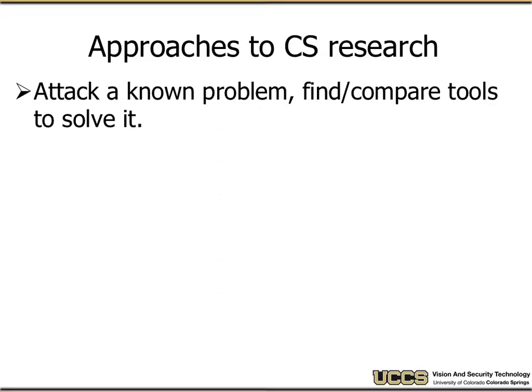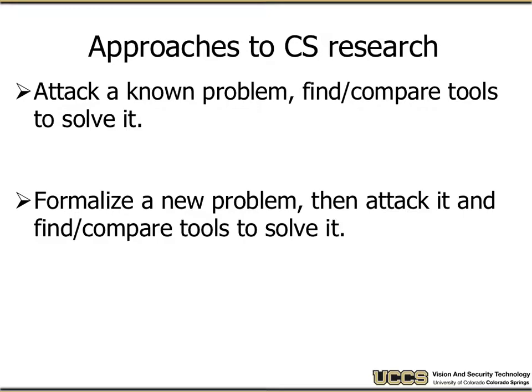So when we talk about approaches to CS research, by far the most common thing is to attack a known problem, find comparatives to solve it, and then somehow show your solution is better than the previous. The problem is well known, the comparison tools are well known, and you make an incremental improvement.